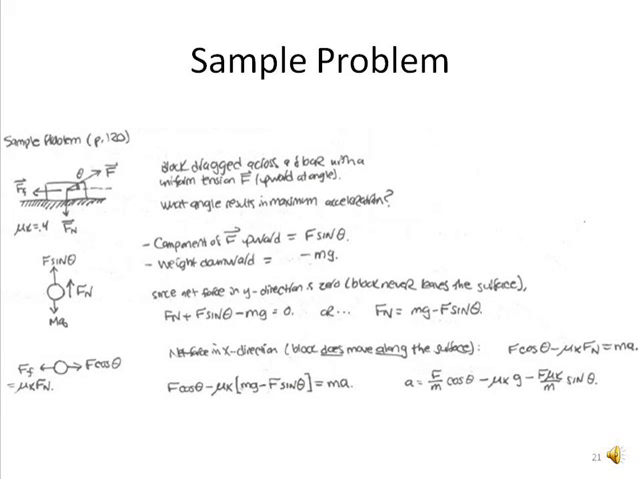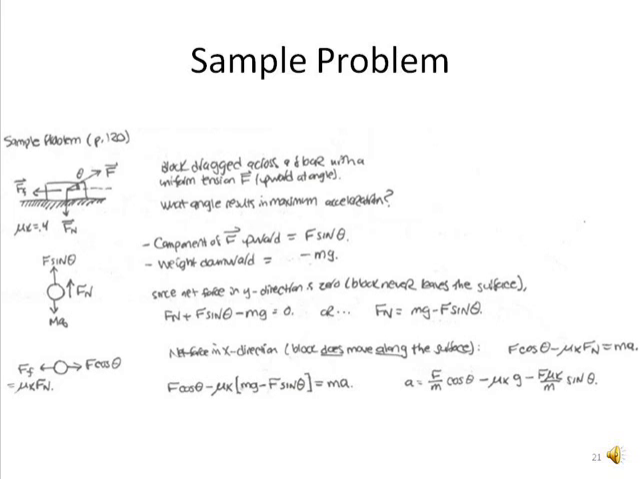So the normal force of the ground plus the component of the applied force, F sine theta, must exactly counterbalance the weight. The sum of these three forces must be equal to zero, or the normal force is mg minus the y component of the applied force, F sine theta.